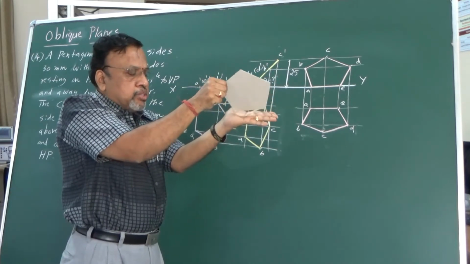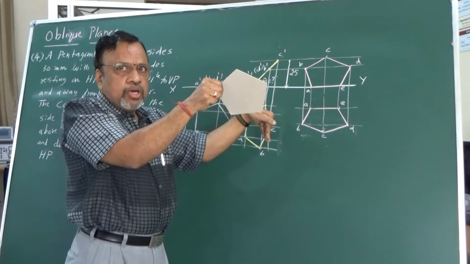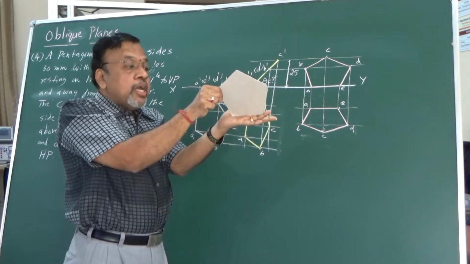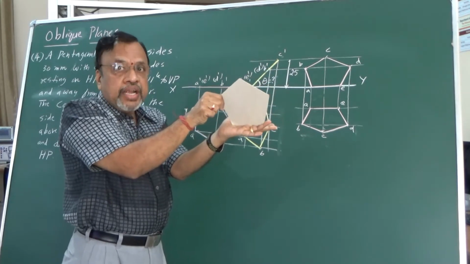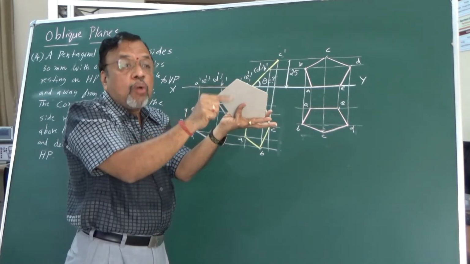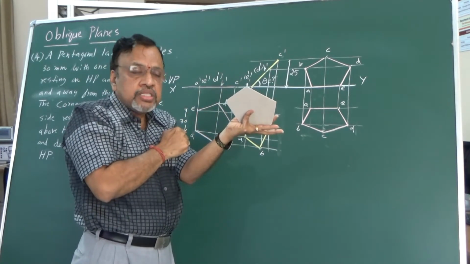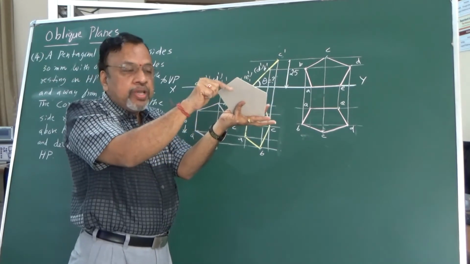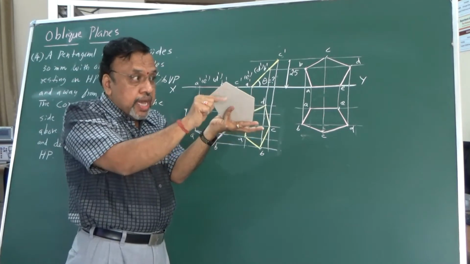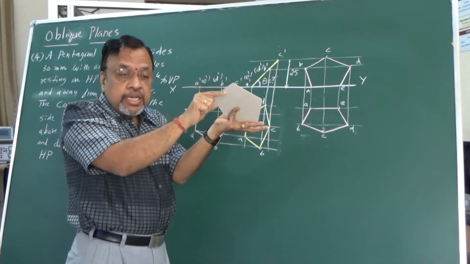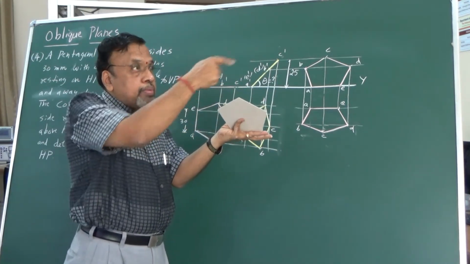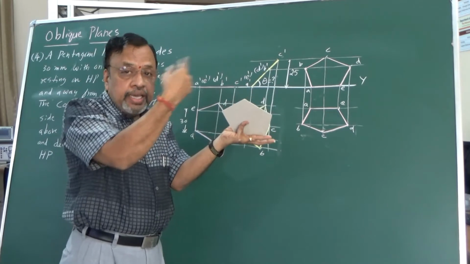Because this particular lamina is inclined to both HP as well as VP. With reference to HP it is theta. What about the reference to VP? Since it is seen as a line in the side view, I can conclude that this particular phi angle has to be the complementary angle. What is the complementary angle? I can say this phi has to be 90 minus theta. So remember, whenever we have these complementary angles, or the sum of theta and phi to be 90 degrees, then only the lamina is seen as a line in the side view.